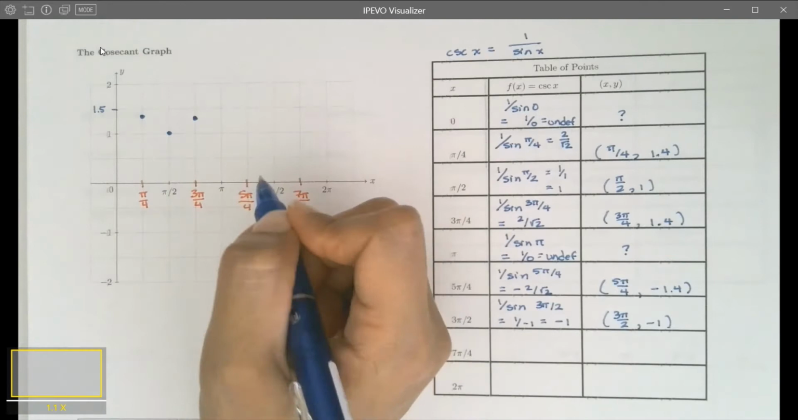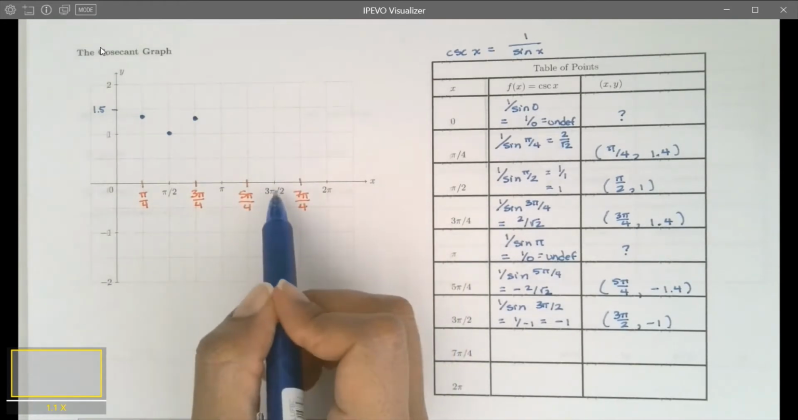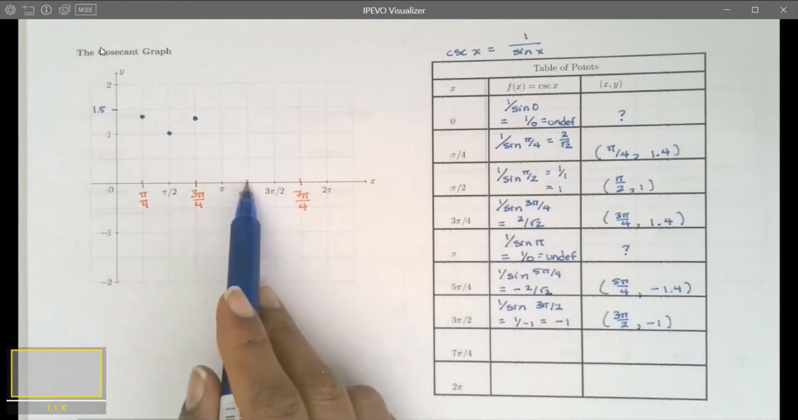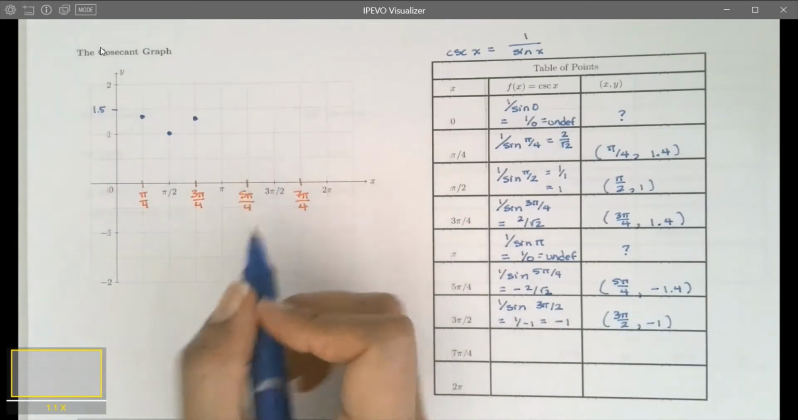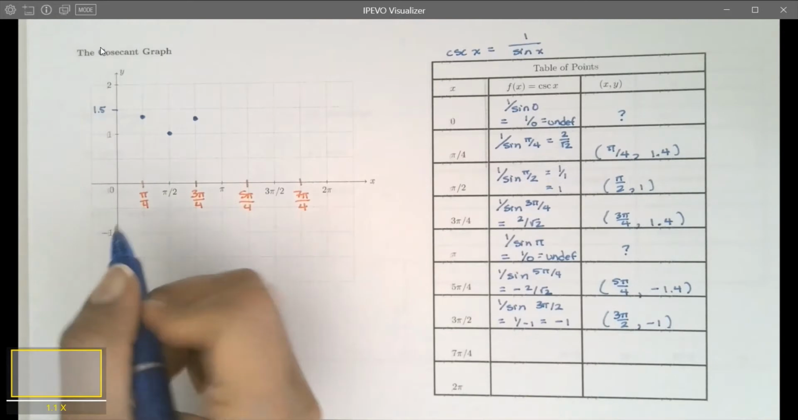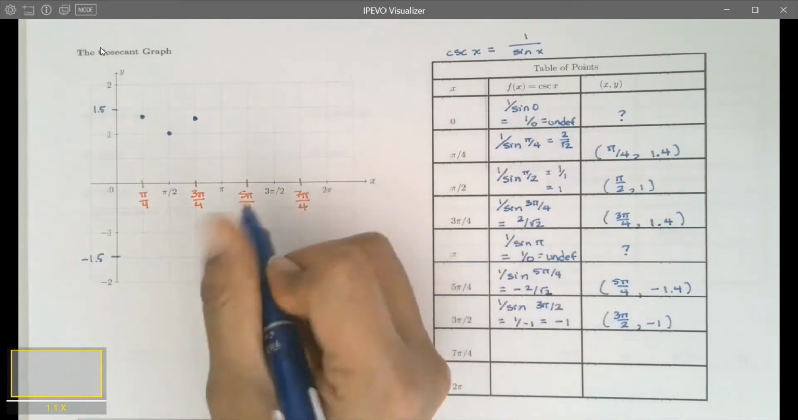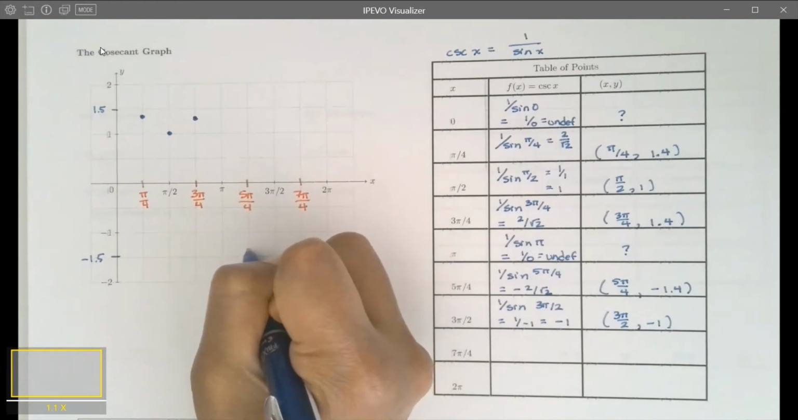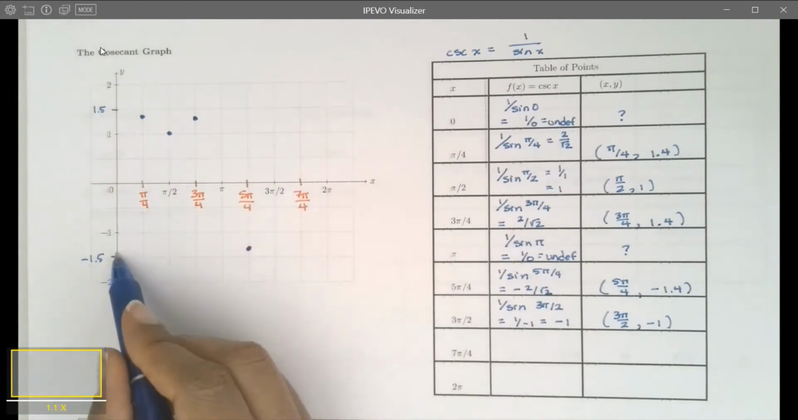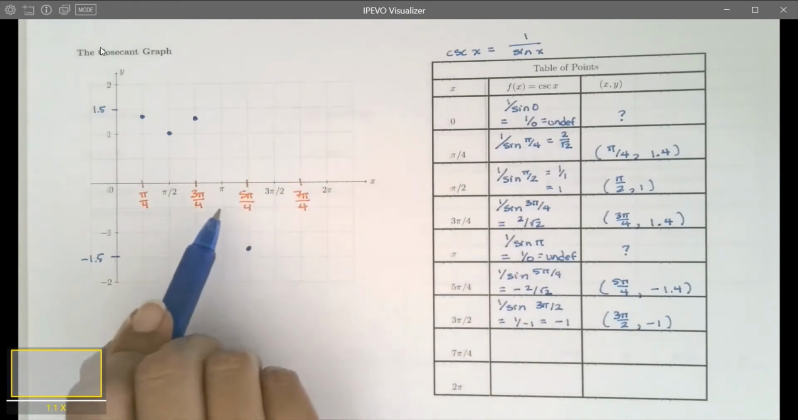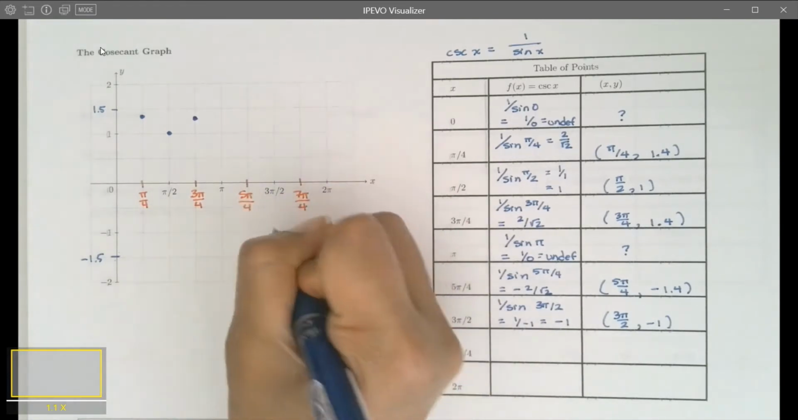So at 3 pi over 2, and actually I forgot to plot this one, so let me plot this one first. So at 5 pi over 4, we have a negative 1.4. This is negative 1. This would be negative 1.5. So negative 1.4 would be slightly above it. And then at 3 pi over 2, we reach negative 1.